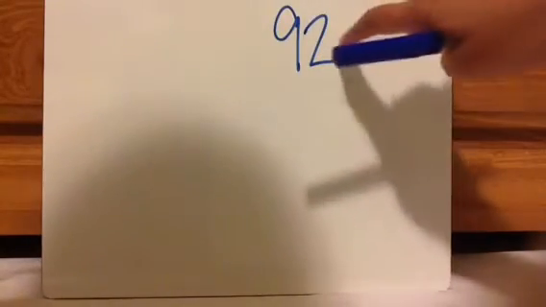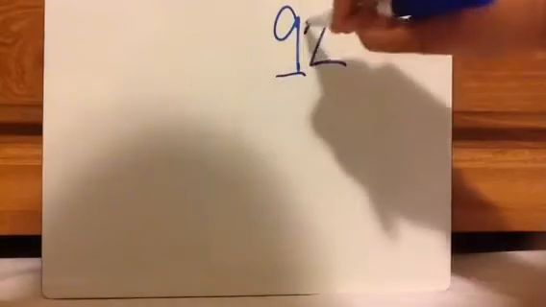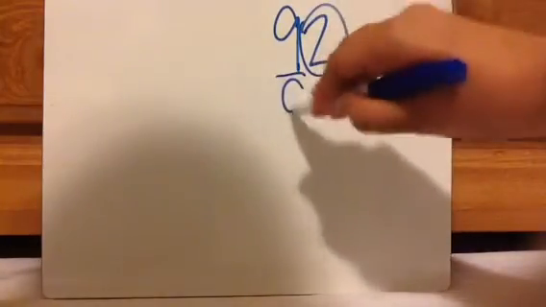I want to talk about some other basic numbers, such as 92. If I'm rounding this to the nearest tens, that's the ones, that's the tens. 92 is closer to 90. So 92 rounds to 90.